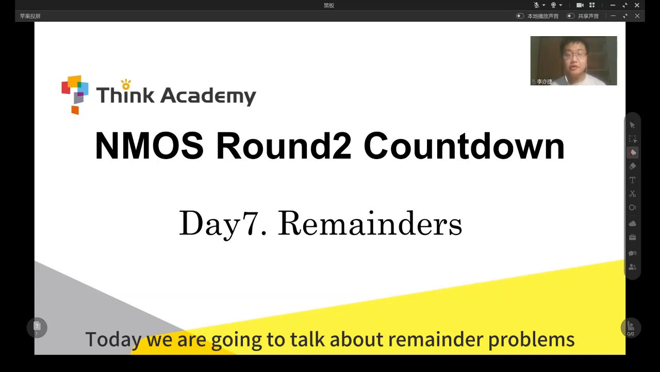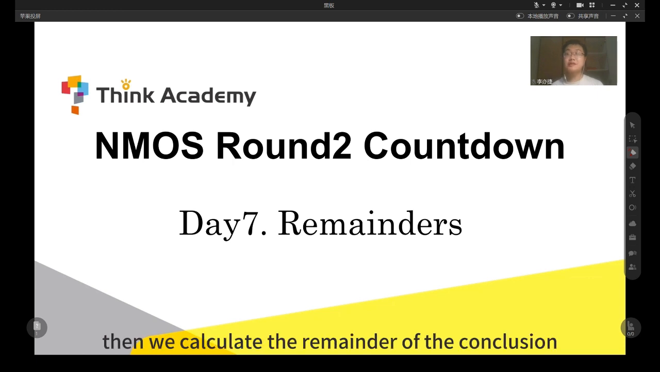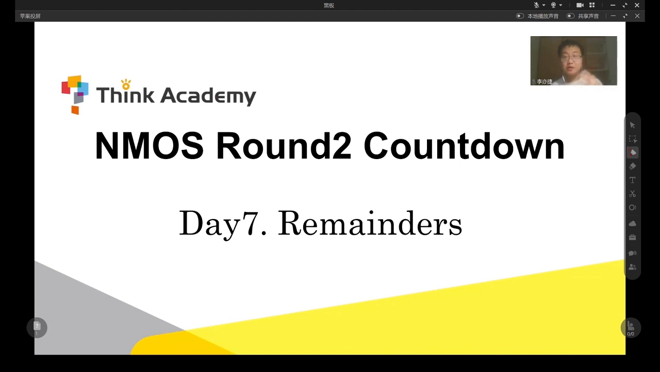Today we are going to talk about remainder problems. Actually, in the first round we have practiced some remainder problems merely about remainder calculating, right? So there is a formula, maybe about power or about a sequence. Then we calculate the remainder of the conclusion, right? But this is the most basic way to test remainder.